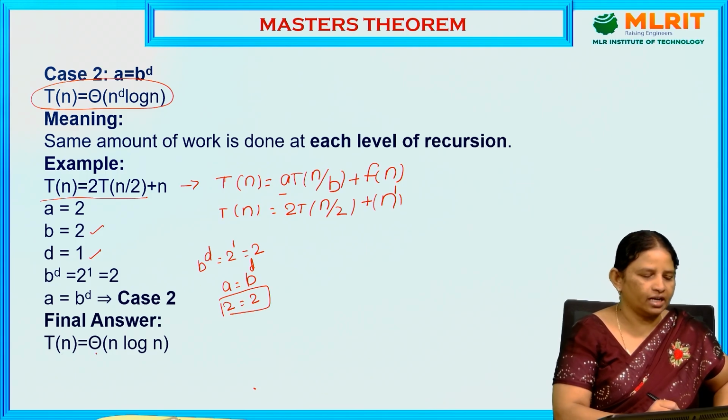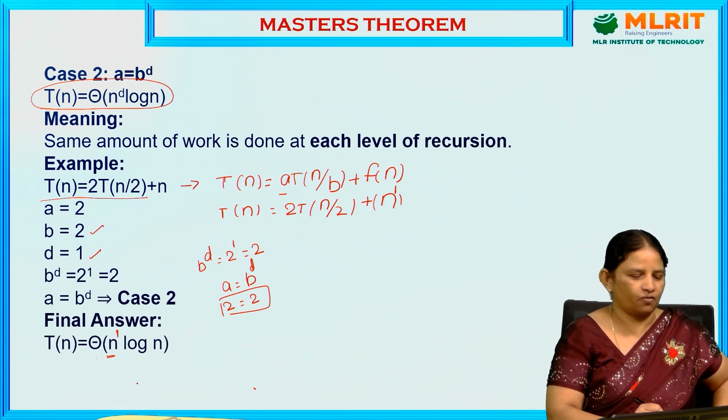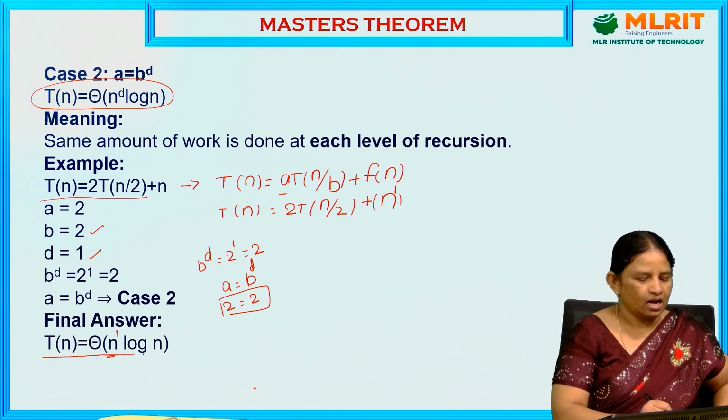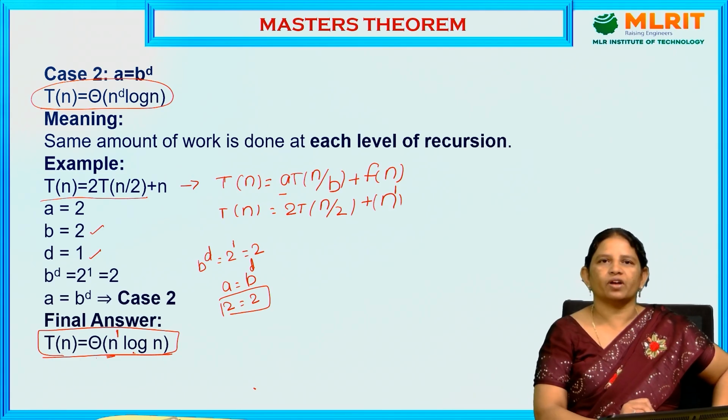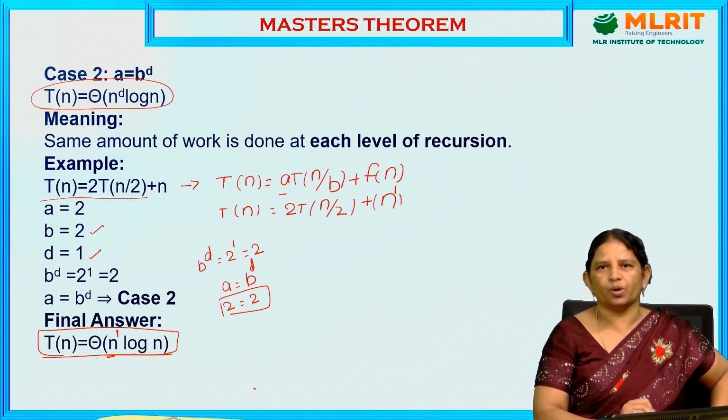T of n equal to theta of n to the power of D log n. D means n to the power of 1, so n log n is the time complexity for the given recurrence relation T of n equal to 2T n by 2 plus n.